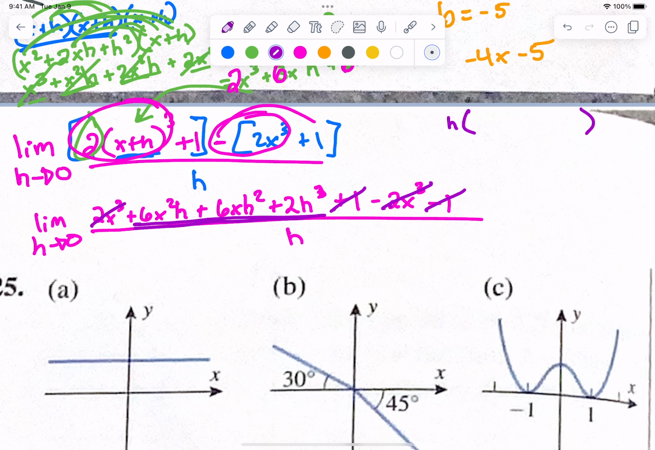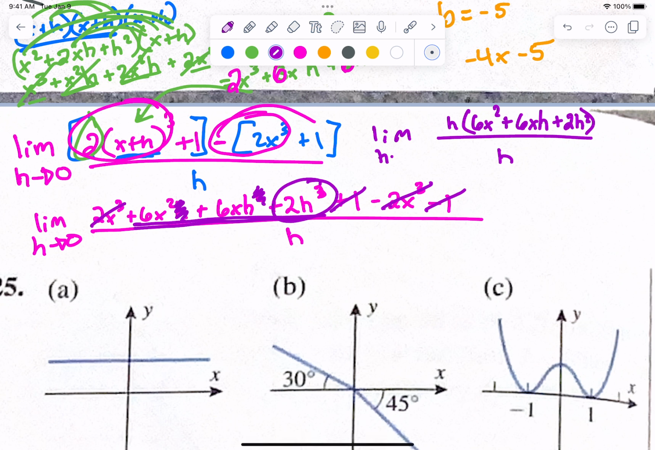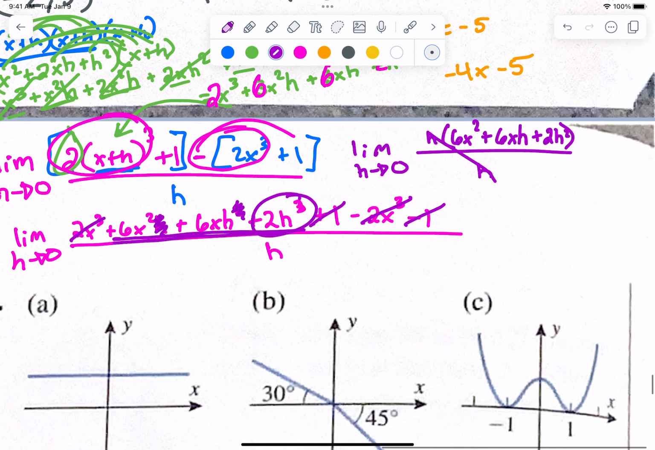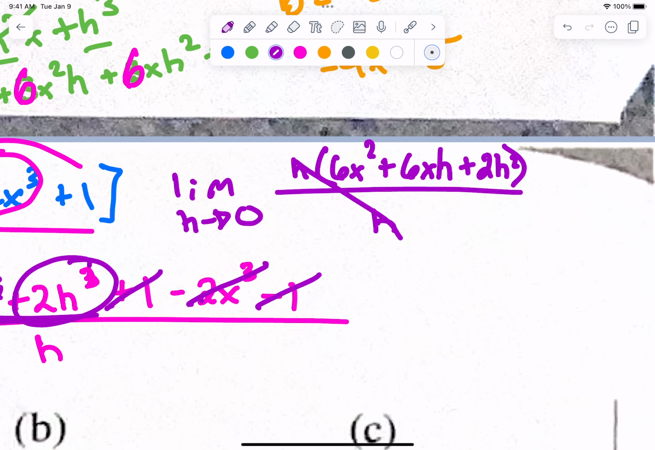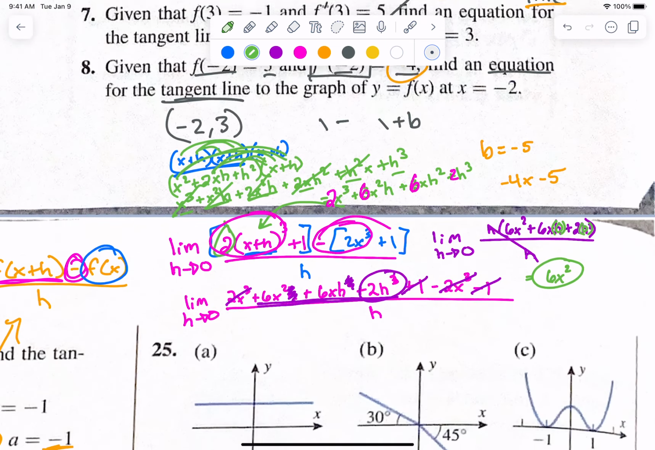H times, and we've got h on the bottom. So 6x squared, if I take this h out, it's gone. If I take one of these h's out, I'll have one left, so I'm just going to get rid of that. So 6xh, and then 2h squared. The limit as h goes to 0. Now plug in 0 for h. So what's the final answer? 6x squared.